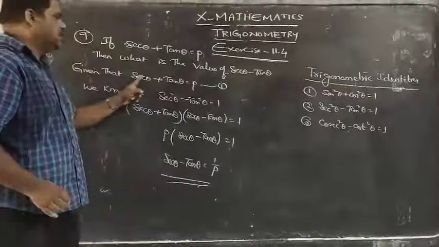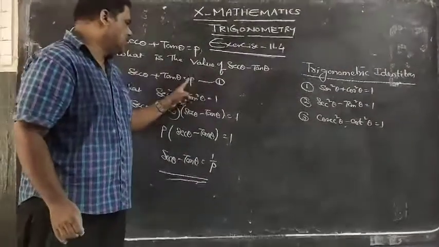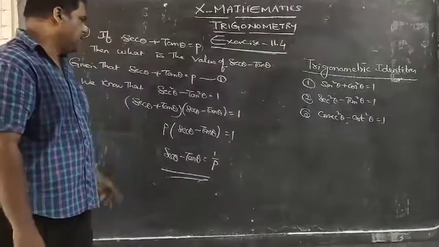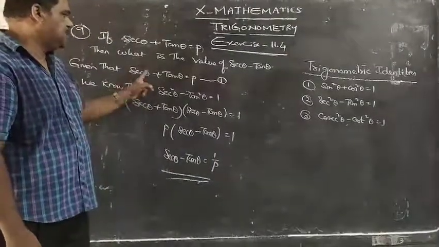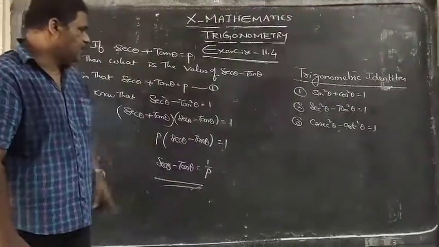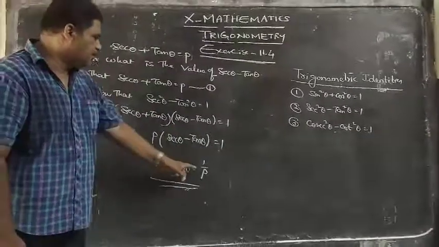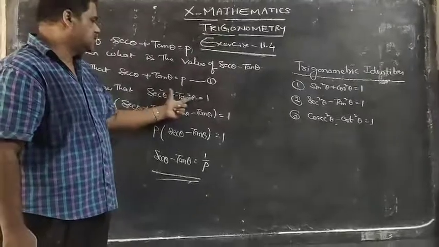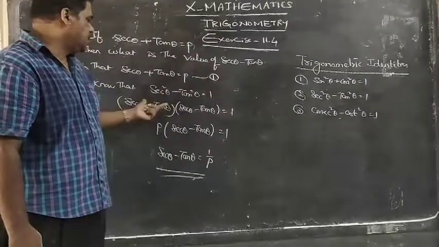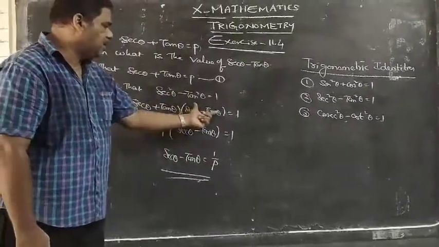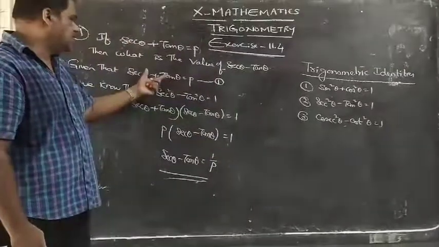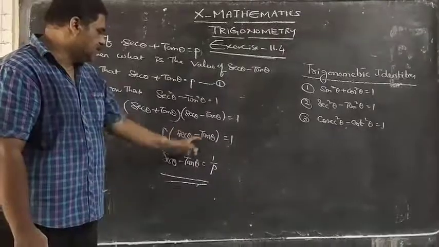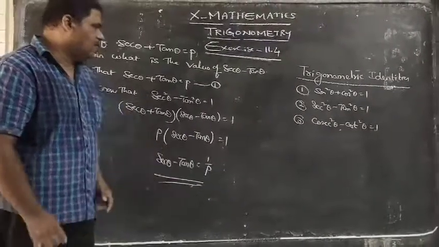So if you know secant theta plus tan theta is equal to P, then secant theta minus tan theta will be 1 by P. Both are reciprocal to each other. If it is 2, this will be 1 by 2. If it is 4, this will be 1 by 4. Because A square minus B square, secant square theta minus tan square theta is 1. A square minus B square can be written as A plus B into A minus B, which is 1. Here you substitute the value given P. Then you can get secant theta minus tan theta is equal to 1 by P.